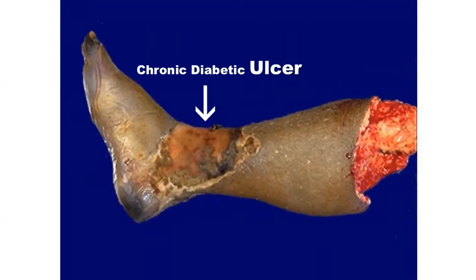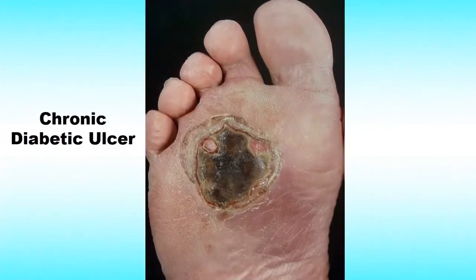This is an amputated lower limb of a diabetic patient due to a chronic diabetic ulcer in the lower leg, and also there is a gangrenous diabetic foot. This is the gross morphology of a chronic diabetic ulcer in the sole or foot of a diabetic patient.